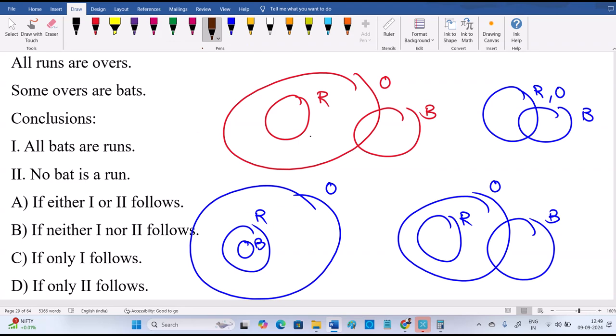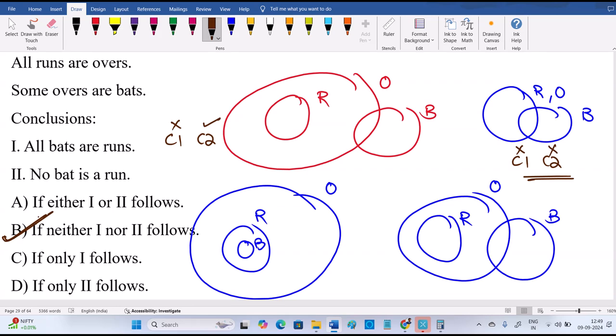All bats are runs. No, it's fail. All bats are runs. First one fail, second one true. Here, all bats are runs. No, first one fail. No bat is run, second one fail. When both fail, directly go for neither nor. One diagram both failed, blindly go for neither nor.